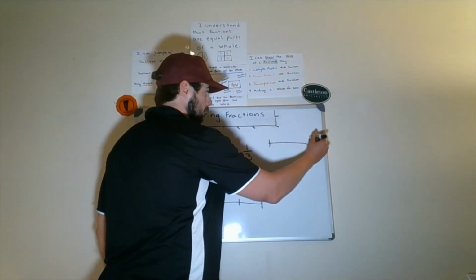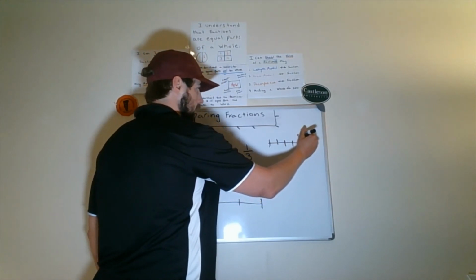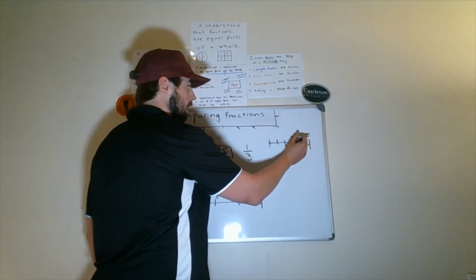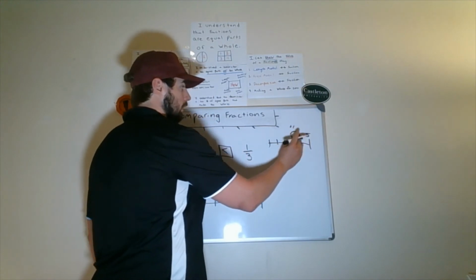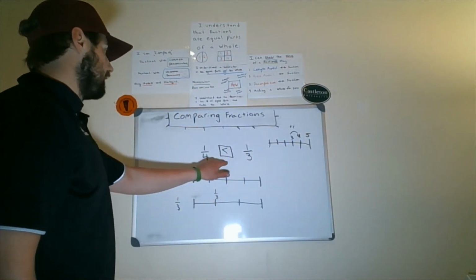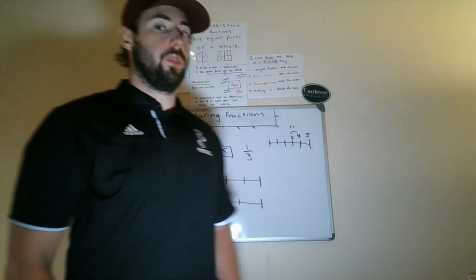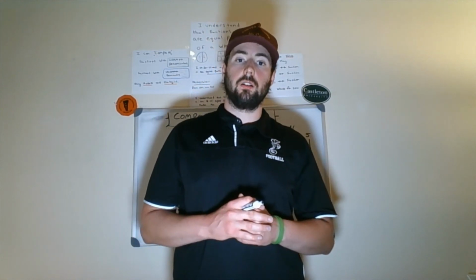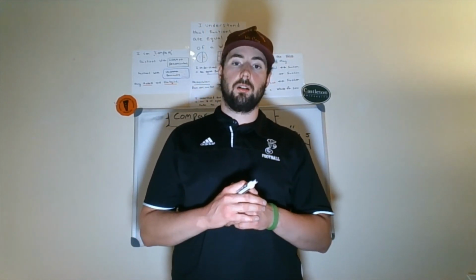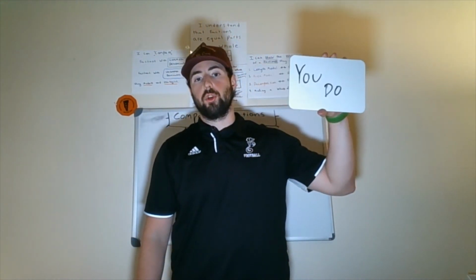Again, 1, 2, 3, 4. 4 is one more than 3, but 1/3 is greater than 1/4. 1/4 is less than 1/3. Common numerator, uncommon denominator comparison. All right, guys, I think you're ready for that you do.